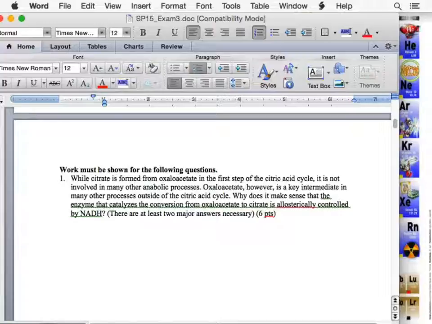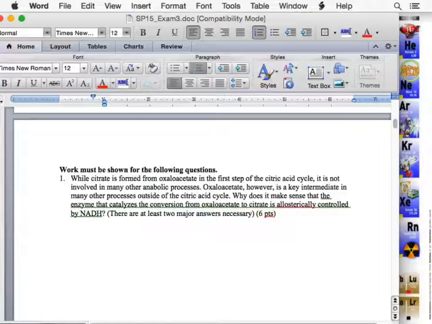And the question gives you the background information necessary to do that. Well, if it's allosterically controlled, then what we're saying is when NADH binds to this particular enzyme, it's going to enhance oxaloacetate being changed to malate? To citrate. And allosteric just means that it changes shape.